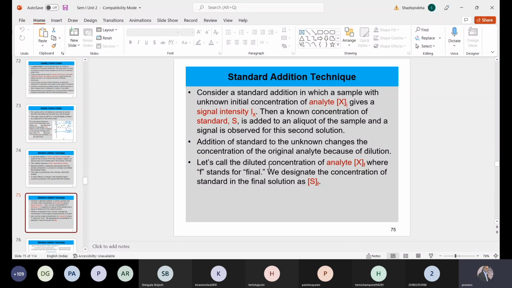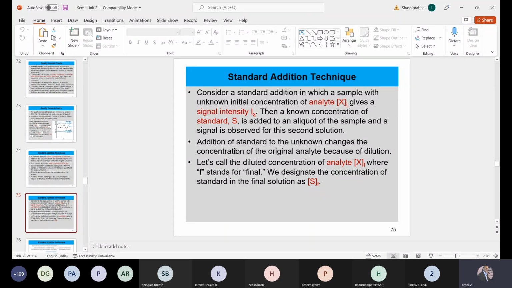Let's call the diluted concentration of analyte XF, where F stands for final. This is how we try to understand this. We designate the concentration of standard in the final solution as SF.